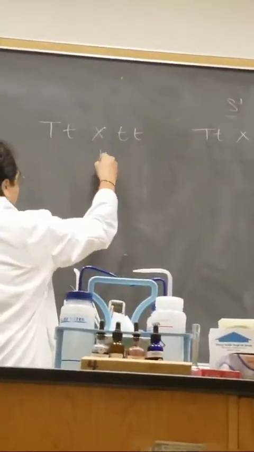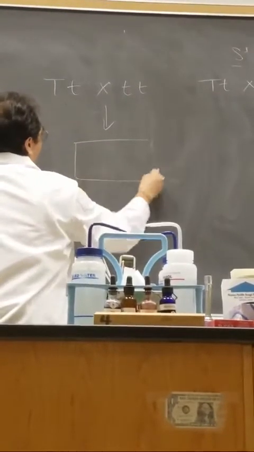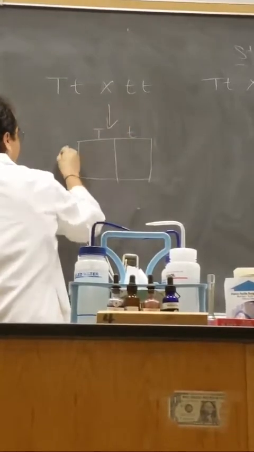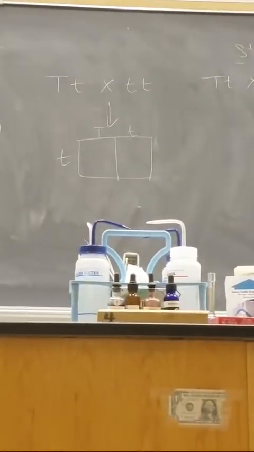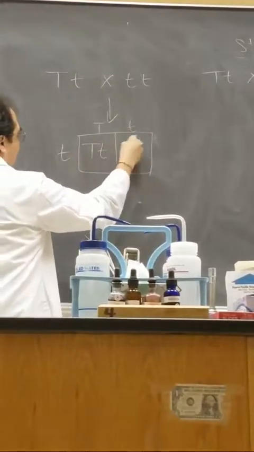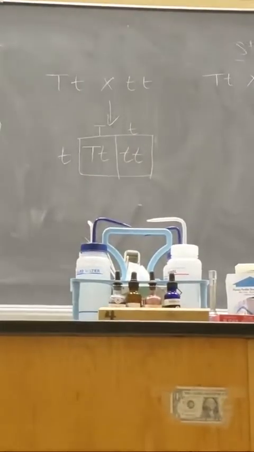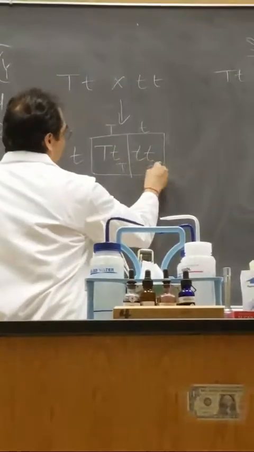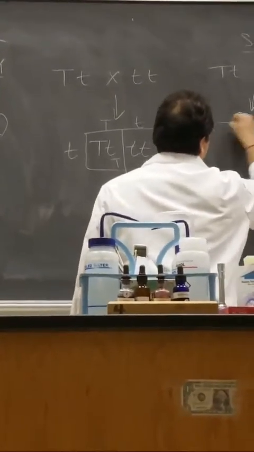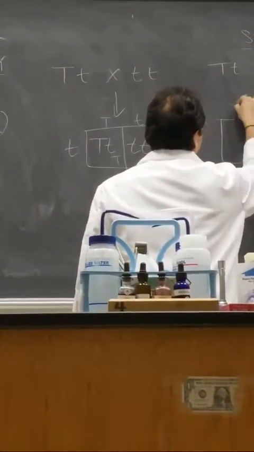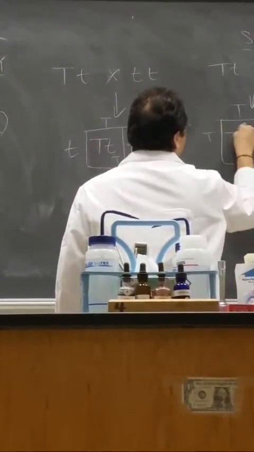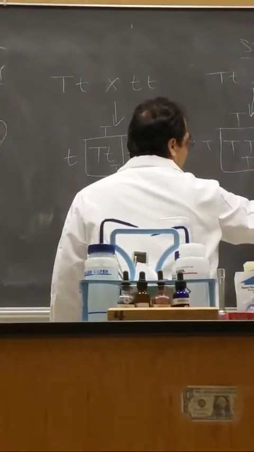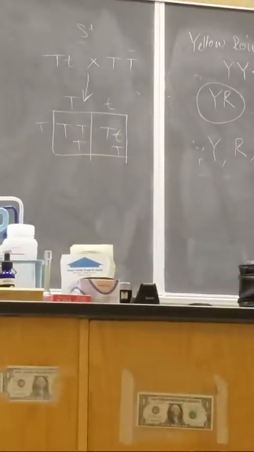What will be the result from it? We'll get two types of gametes from this purple parent and one type of gamete from this parent, right? Tall and short. From here, what will you do? So, what is this? Tall. What is the difference between these two?